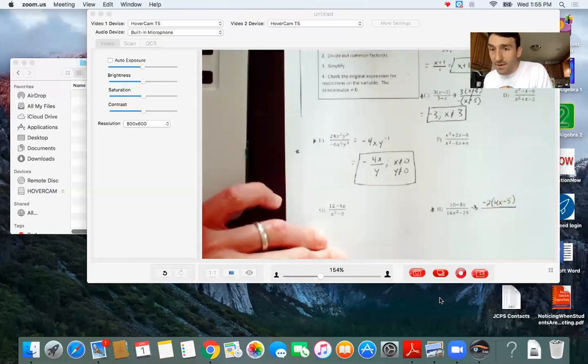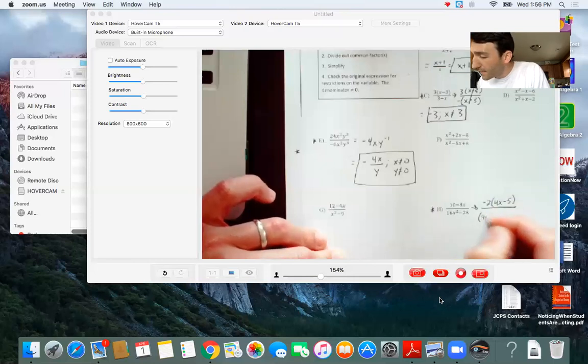The denominator is the difference of squares. 16x squared is a perfect square. 25 is a perfect square. So think a plus b times a minus b. A is the square root of that term, so 4x. B is the square root of that term, so 5. So we'd have 4x plus 5 times 4x minus 5.